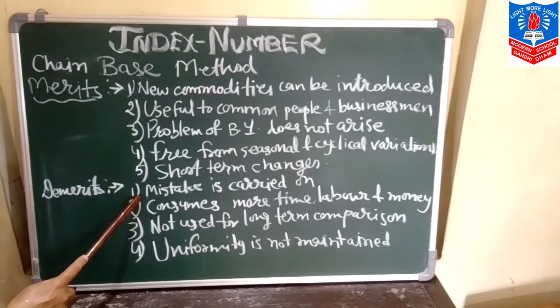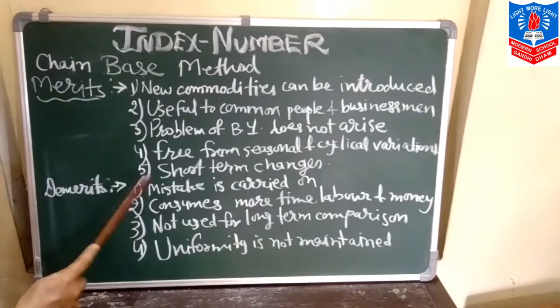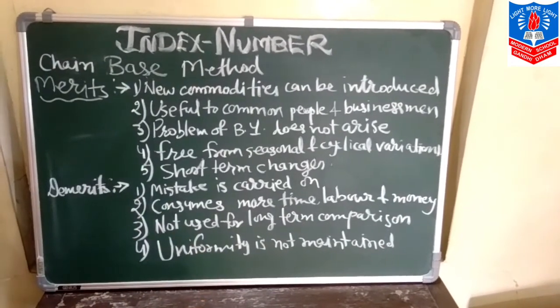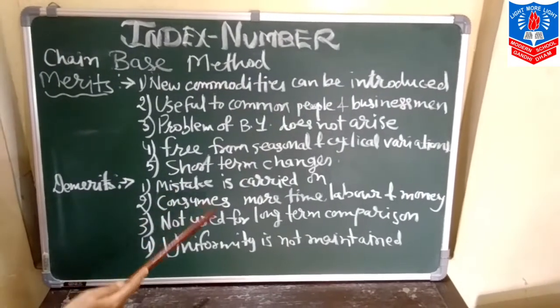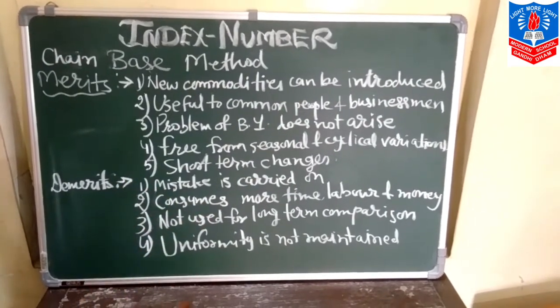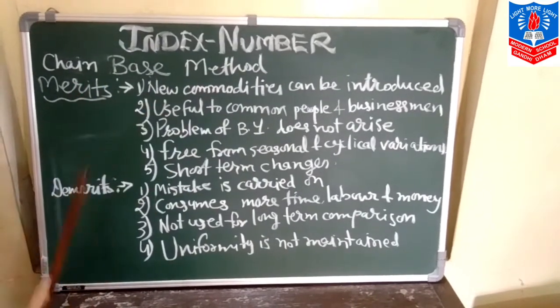First demerit is, in this method, if there is any mistake in the calculation of the index number of one year, then that mistake is carried on in all the subsequent years. This is the main drawback of the chain base method.